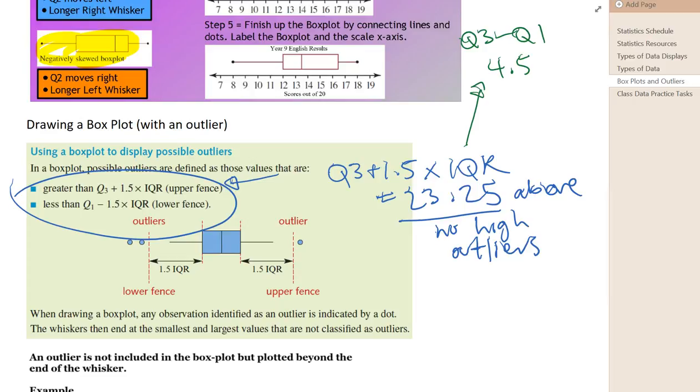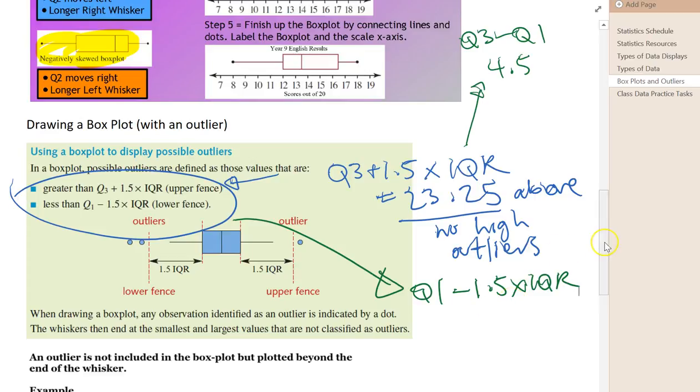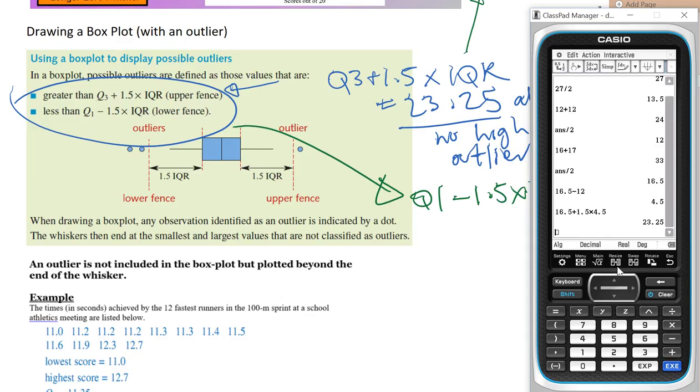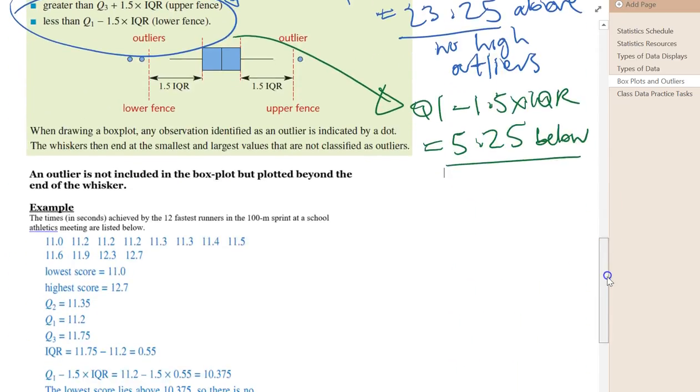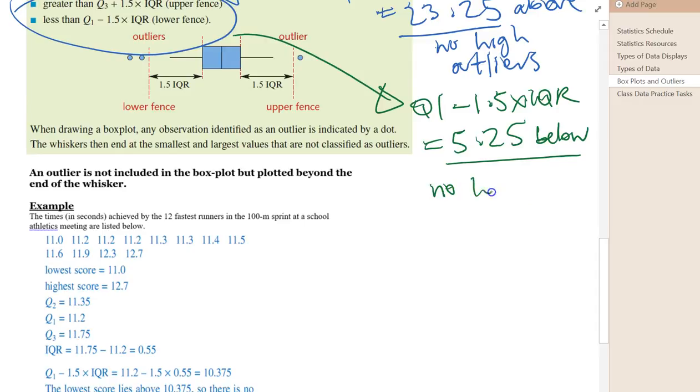Now we can check for a low outlier. We'll do that over here. Our low formula is Q1 minus 1.5 times the interquartile range. Our Q1 value was 12. So 12 minus 1.5 times the interquartile range, which is 4.5, gives 5.25. So for an outlier to be considered, it would need to be below 5.25. Our lowest number is 8. That was our minimum. So there are no low outliers.